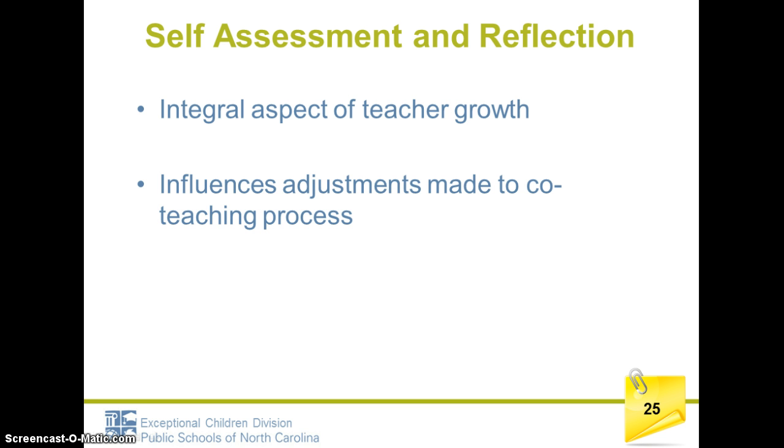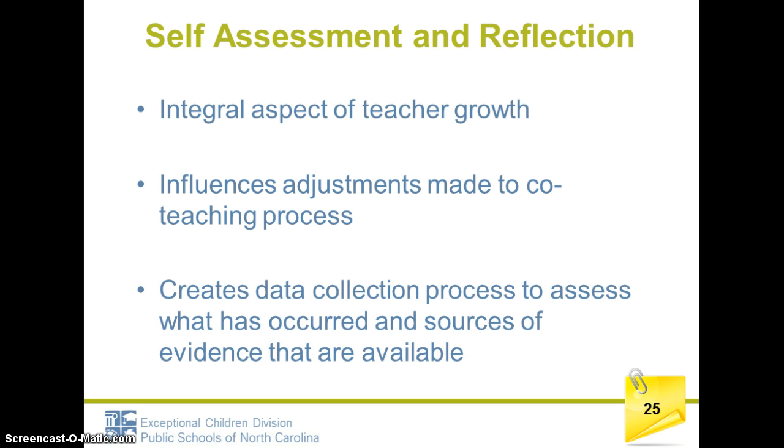Probably one of the most critical aspects of teacher growth is self-assessment and reflection. It influences adjustments that are made to the co-teaching process and creates a data collection process to assess what has occurred and what sources of evidence are available. When conducting self-assessments and reflection, it is very important for teachers to be brutally honest with themselves and also to check with other co-teachers. When conducting a self-assessment, a teacher may just want to keep that self-assessment information to herself or himself, or they may want to share with their mentor within the school or their EC facilitator or maybe another colleague to look for areas of improvement.